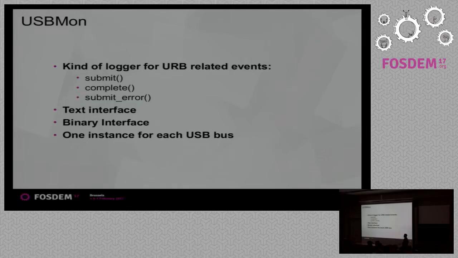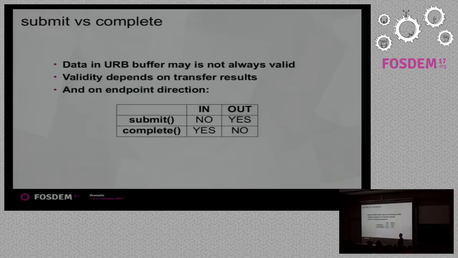We have two formats available, the text one and the binary one. It's simply a character device from which you can read the binary data about your USB transfer. When you load the usbmon module, you will get one instance of the usbmon device per each USB bus.